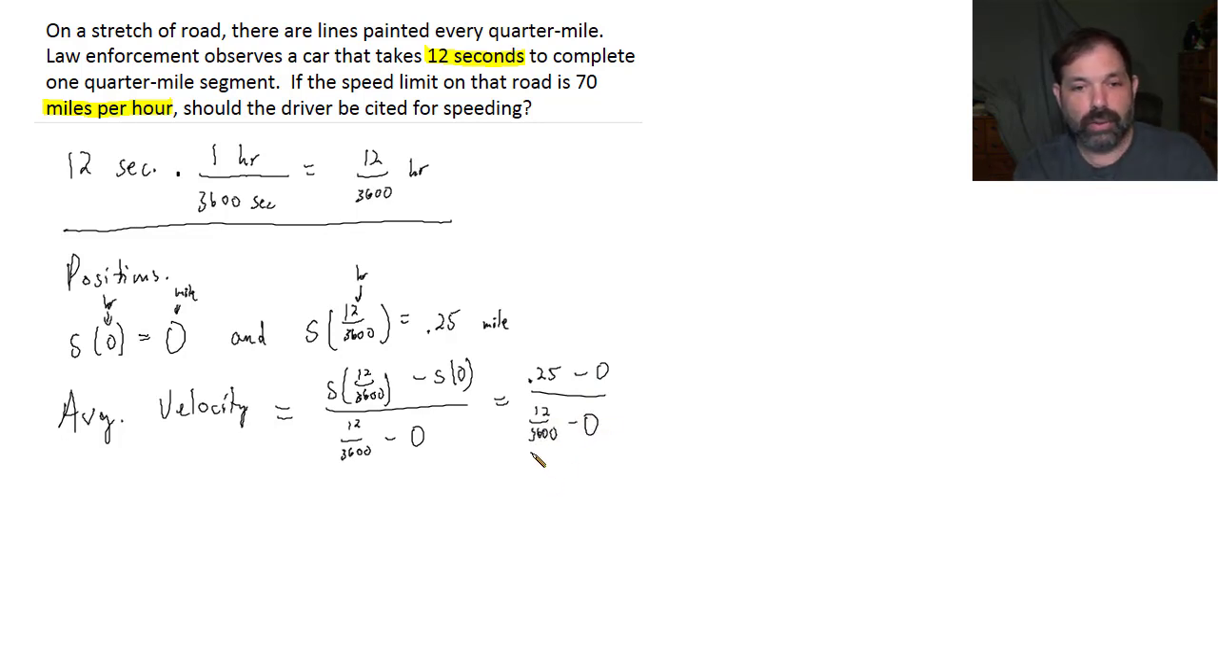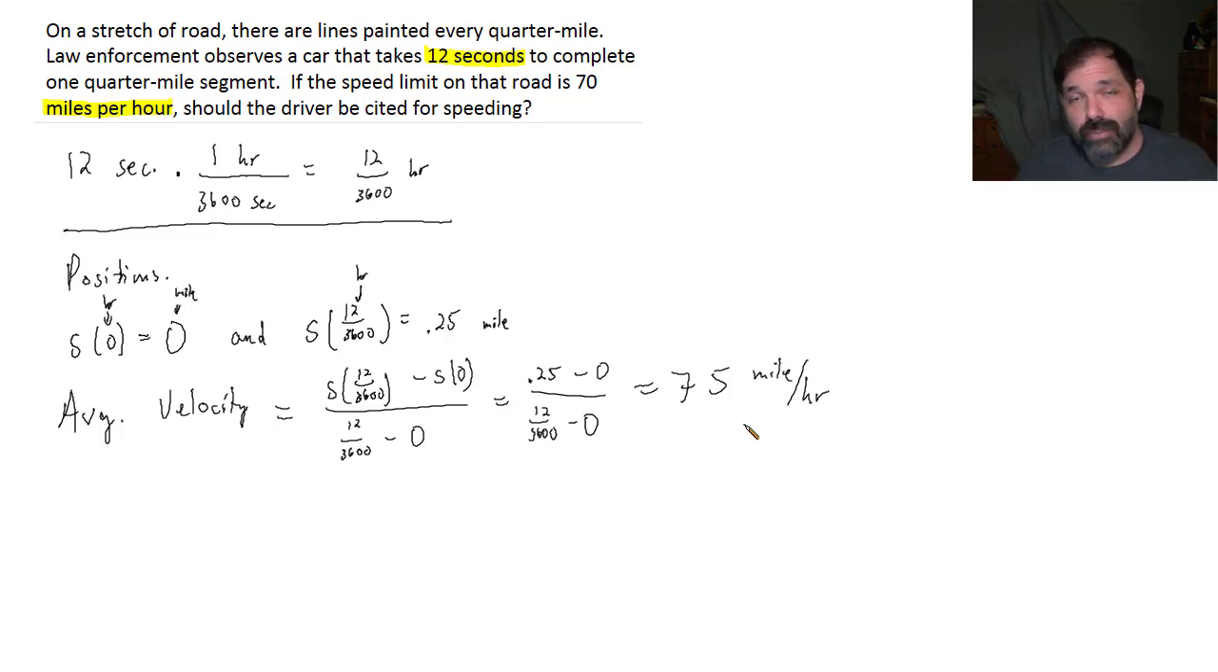Now I'm going to have to use a calculator here. Let's see. 0.25, and let's divide that by 12 over 3,600. If we use parentheses correctly, this ends up being 75 miles per hour. So I know that the average speed for that vehicle was 75 miles per hour.